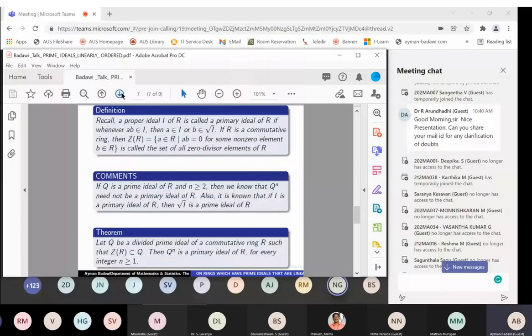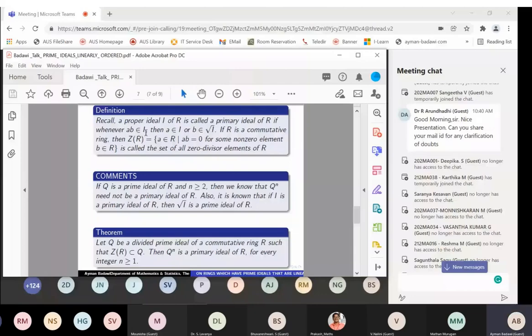We know the definition of a primary ideal. Primary ideal means whenever you have two elements a and b, and the product is in I, then a has to be in I or b has to be in the radical of I. Of course, I should say a proper ideal is primary if whenever ab is in I for some a, b in R, then a has to be in I or b has to be in the radical of I.